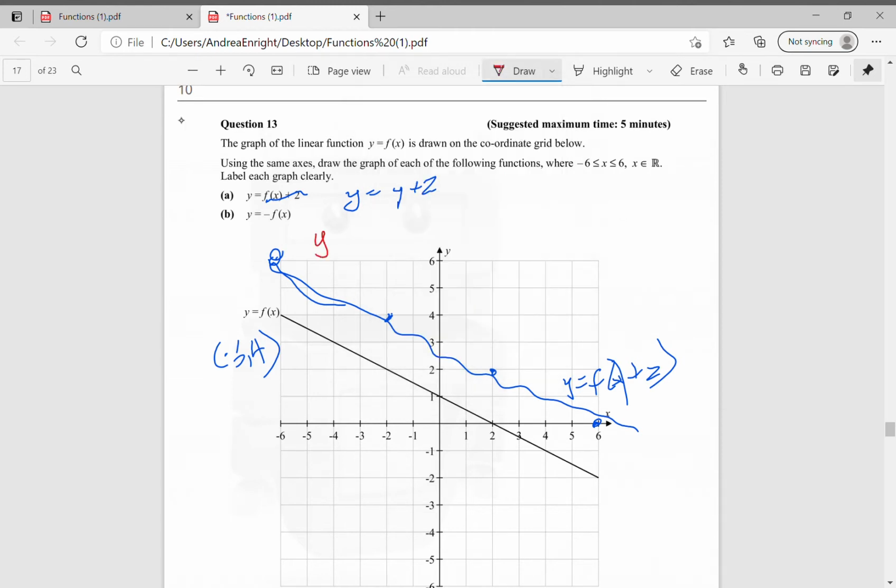So y becomes minus y. That means the y value stays the same, but you just put a minus in front of it. So the y value here is 4, so it's now minus 4. Oh, sorry, no, the y value here is 2, so now it becomes minus 2. The y value here is 0, so it becomes minus 0, which is 0 again. And the y value here is minus 2, so now minus 2 becomes plus 2. So that's your new line there. So that's y equals minus f of x.